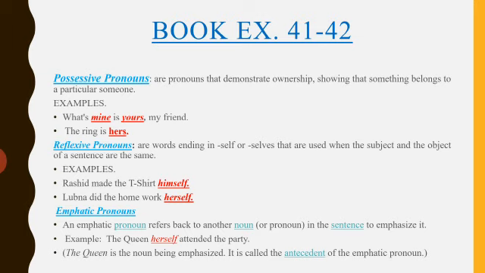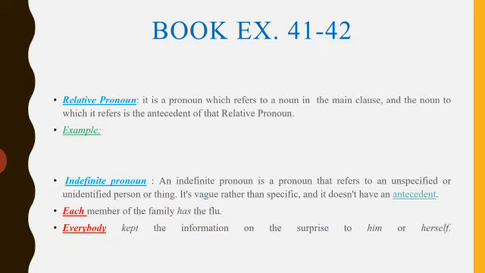Then we have the emphatic pronoun. An emphatic pronoun refers back to another noun or a pronoun in the sentence to emphasize it. For example, the queen herself attended the party. The queen is the noun being emphasized. It is called the antecedent of the emphatic pronoun. Antecedent, this word we are going to read in the next topic, which is the relative pronoun.